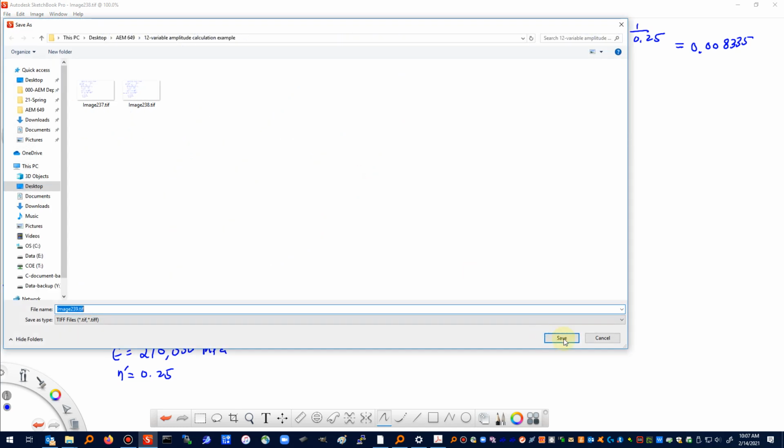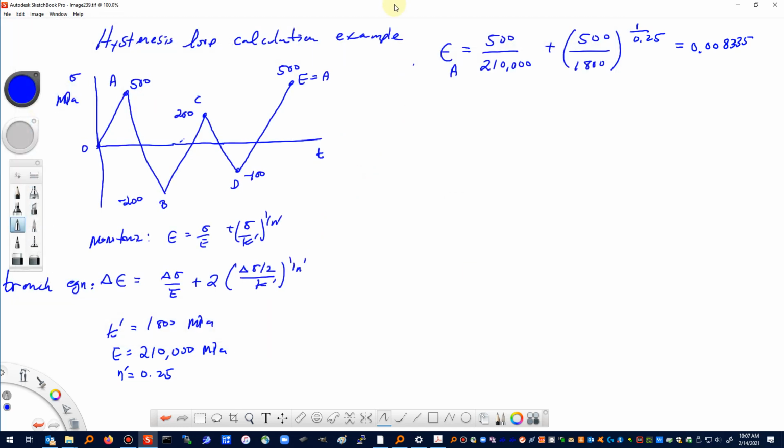Let's go ahead and save this again. Right. So now we're going to calculate what goes on the branch from A to B. Okay, so what is my delta sigma that I'm going to use in this equation right here? The delta sigma that I'm going to use is 700.